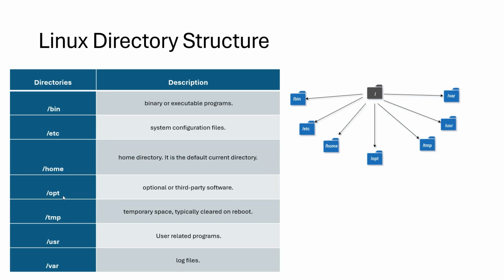So under this /opt, you can create a directory, or it will have default directories. You can install those third-party software under this. For example, if you wanted to install Nagios, that is a monitoring tool, you can install it under /opt. Another third-party software can also be installed under /opt.